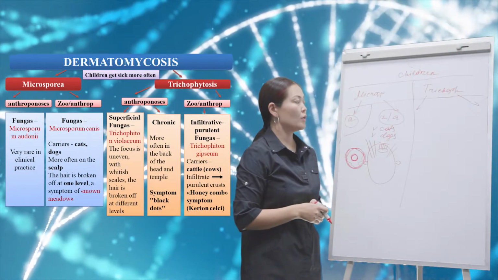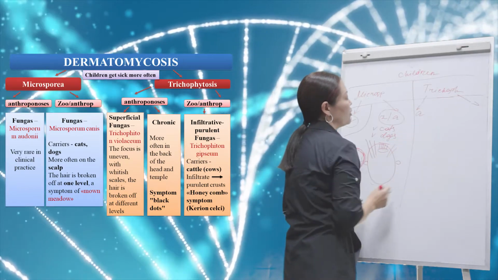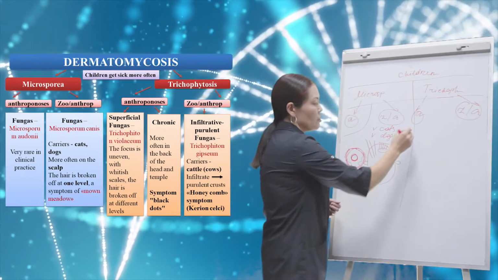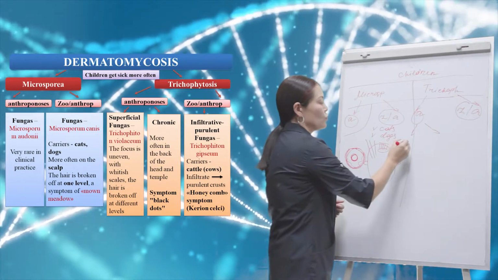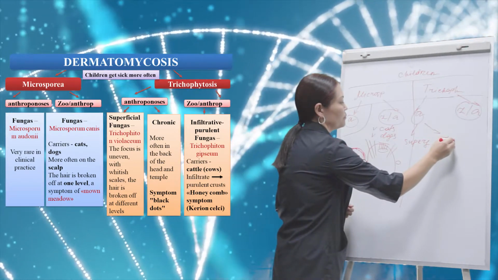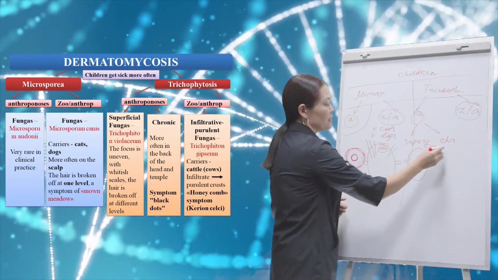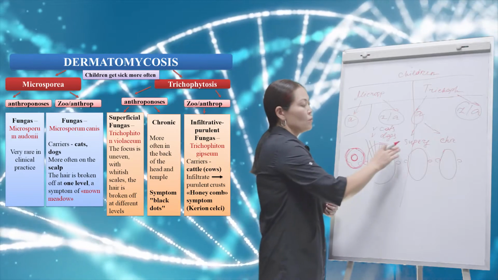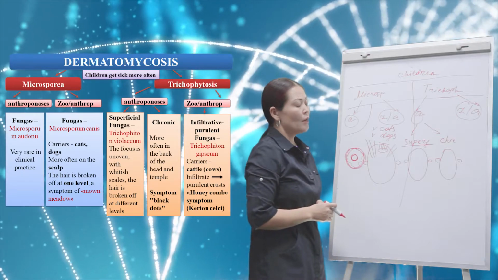Okay, the next type of dermatomycosis infection, Trichophyton. Trichophyton is also divided into anthroponotic type and zooanthroponotic type, which is provoked by animals. The anthroponotic type of Trichophyton infection is divided into two clinical forms. The first we call the superficial clinical form, and the second, chronic. In both situations the pathological process is located on the hair or the scalp region of your patient.